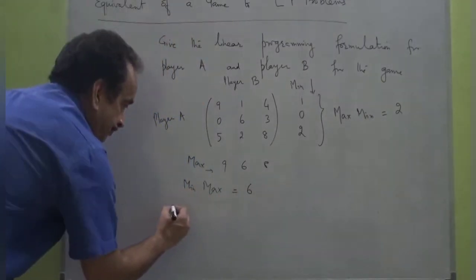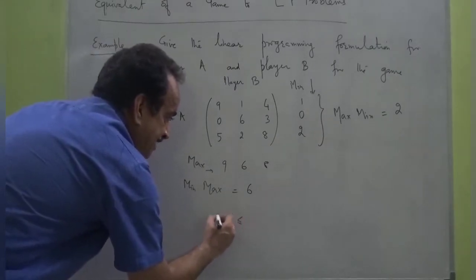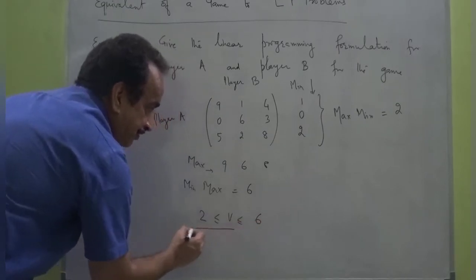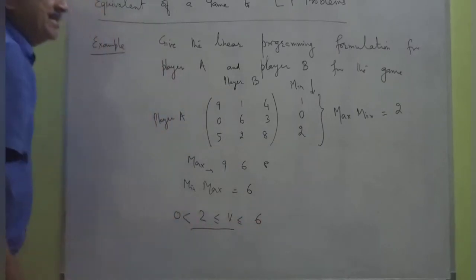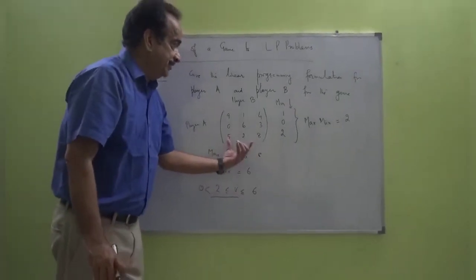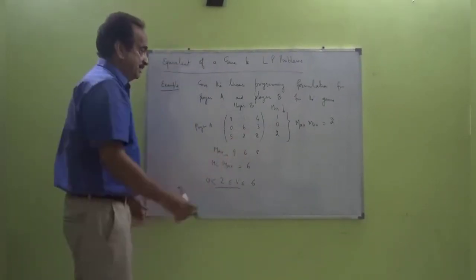So V will lie between max min and min max. Max min is 2 and min max is 6. This V greater than or equal to 2 ensures that V is greater than 0. So we are not supposed to do anything over here with this matrix, otherwise we need to change this matrix.